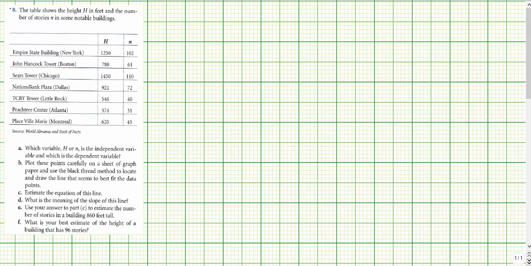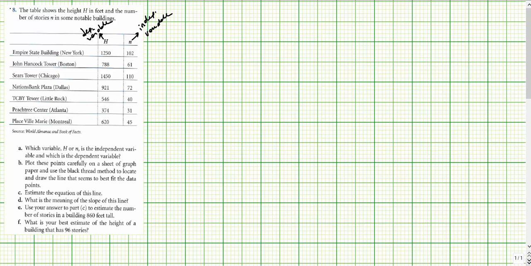All right, this particular problem, the table below shows the height h in feet and the number of stories n in some notable buildings. Question A is asking which variable, h or n, is the independent variable and which is dependent. Here, height is dependent on the number of stories. So that's the reason n is your independent variable and h is your dependent variable.